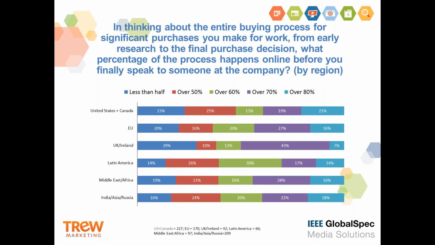So here we're looking at the same question, but with the regional differences. The things that I'll point out here for you is that the UK and Ireland had the most engineers indicate over 70% of the buying process happens online. And the Middle East and Africa had the least, 31%. So I find that UK stat very interesting.